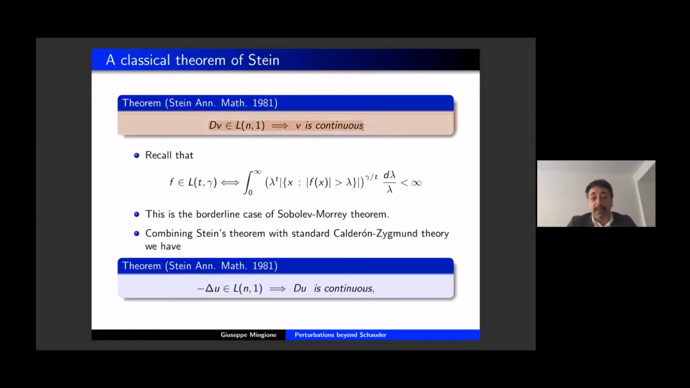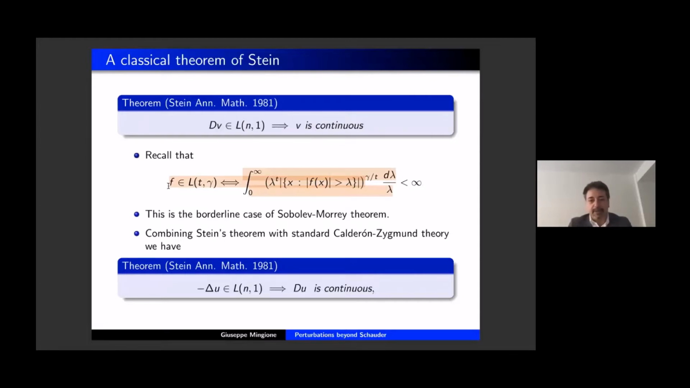It tells you what's the larger space the gradient has to belong to in order to guarantee by embedding that u is continuous. You know that if Du belongs to L^{n+ε}, then u is Hölder continuous, and the borderline space is the Lorentz space L^{n,1} given by this function. These are, I mean, interpolation spaces.